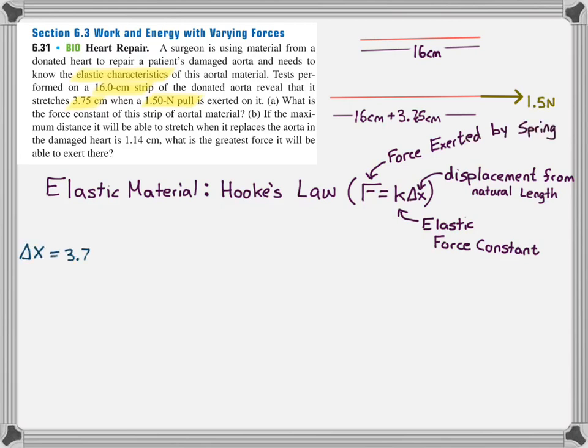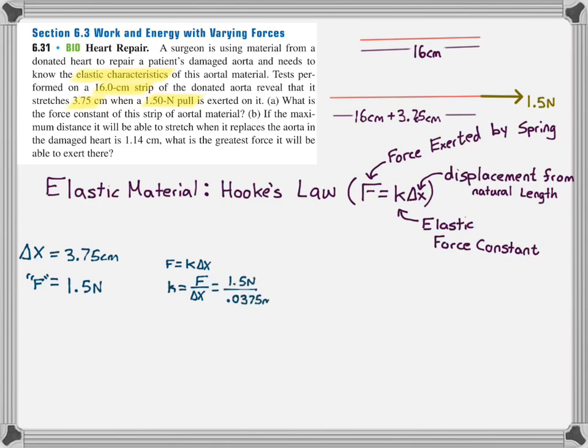So when the person pushes with 1.5 newtons, the elasticity of this material is going to push back with 1.5 newtons. So if we set our displacement in x to be 3.75 centimeters, which we'll actually have to convert to meters later, and we set the force equal to 1.5 newtons, we can answer part A that says what is the force constant. So the force constant is the K, so we're trying to solve for K. If we rearrange the equation, we find out that K is equal to the force exerted divided by the displacement that occurred because of that force.